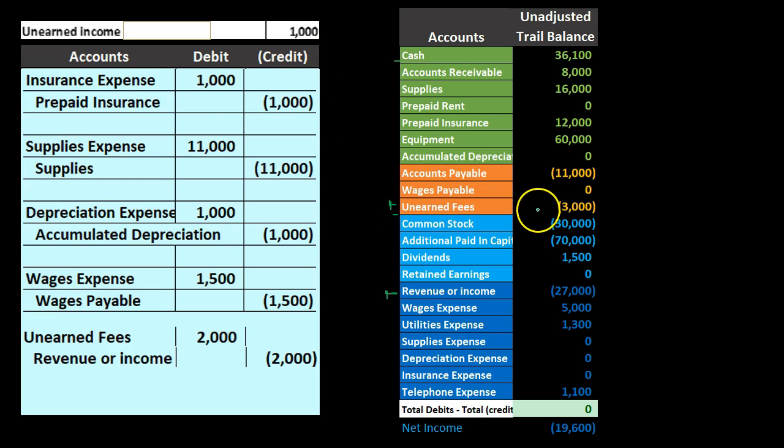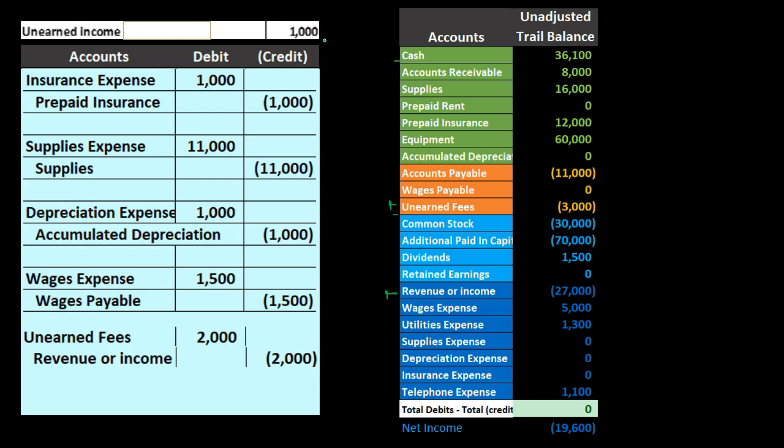We can say, of this 3,000, this is how much has been earned this month, which means we would just use that 1,000 if that's how they phrased it. Or we can say this is what unearned fees still is. This is what the liability still is at the end of the month, which is typically the way we phrase it, meaning this number needs to be 1,000 after the journal entry.